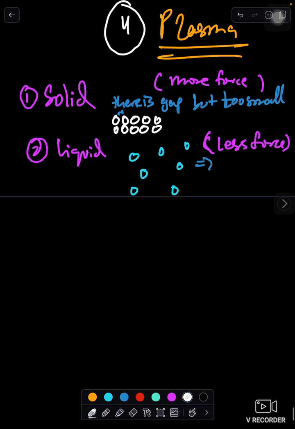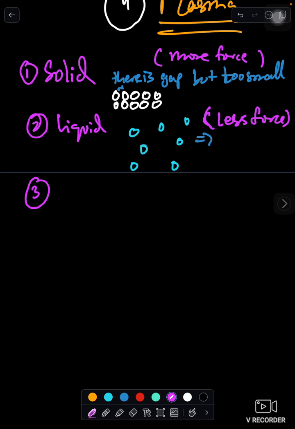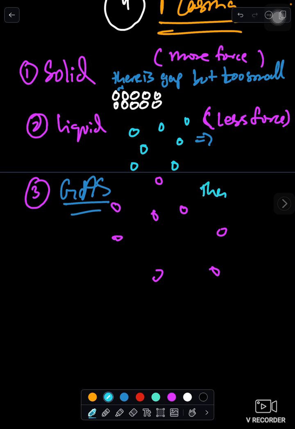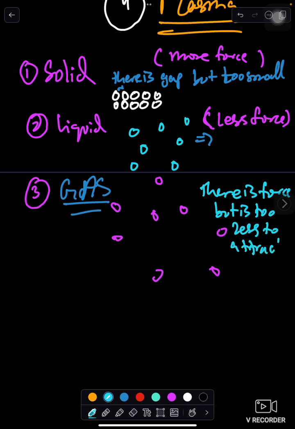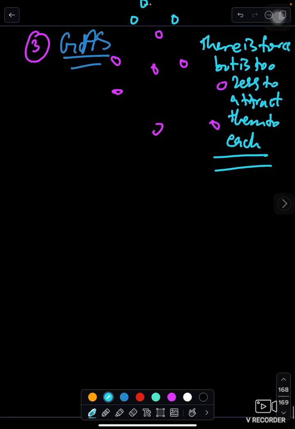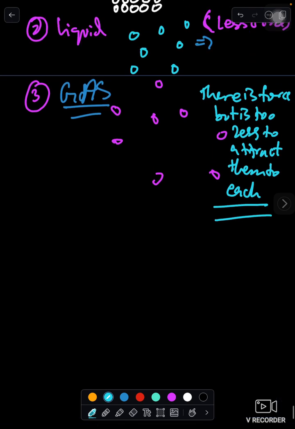Then when we talk about gas, most of the people will say that right now there's no force between them and they're free to move. No, there is force. Never say there's no force. There is force, but it is too less to attract them to each other. There is always a force between matter.